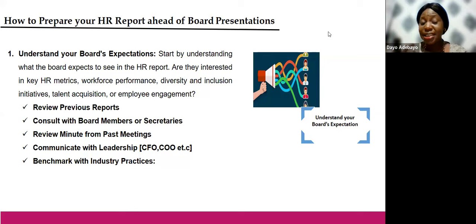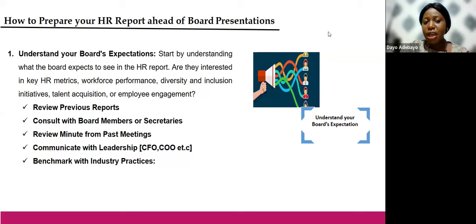Another way to get your information or to understand the expectation is to review past minutes of meetings. When you have past minutes of meetings, you have an idea of what they normally talk about. You look at the agenda, then you look at the action points. The action points will tell you, okay, this is what they want, so you can build on those.